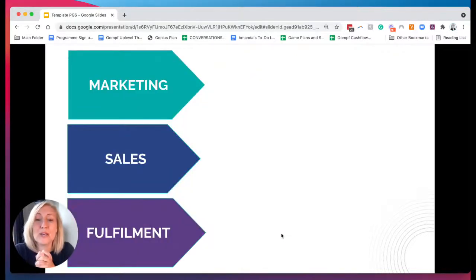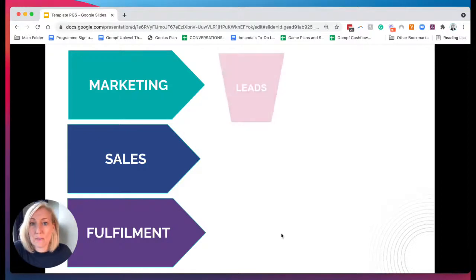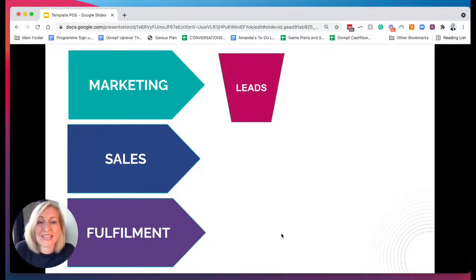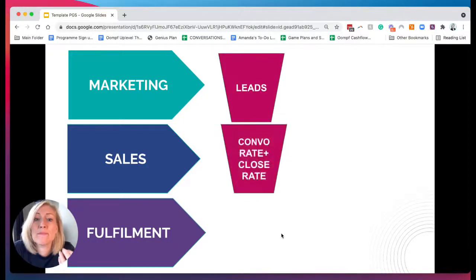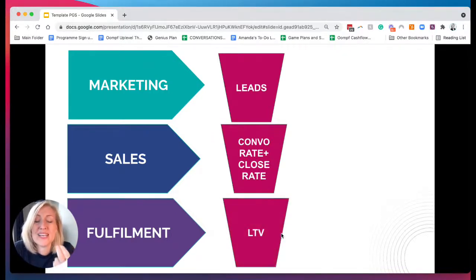Now, let's put together a very quick example of what will happen if we can have like a small percentage tweak when it comes to marketing, sales, and fulfillment. If we can get that working just a teeny tiny amount, the exponential results that could happen if you get this right. So marketing is all about getting the leads. Sales is about the number of conversations you have and the close rate of those conversations. And fulfillment is the lifetime value of your client.